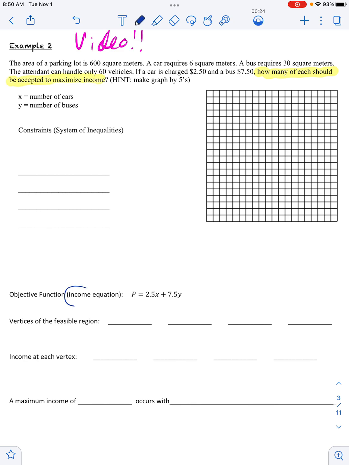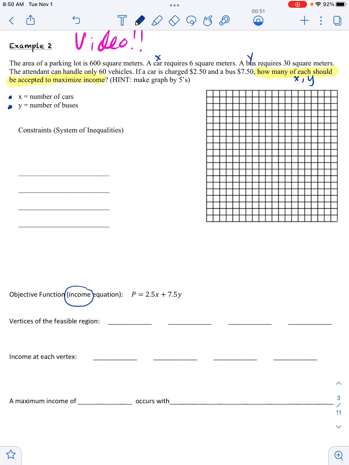So I know that this is going to be income, and I can start looking back to see what it says, how many of each. So my X and Y's are going to be whatever they're talking about. As I look at this, it says car and bus. So those are the two things. It says how many of each should be accepted. Okay, so that's why they have here that X is going to be the number of cars, Y is going to be the number of buses.